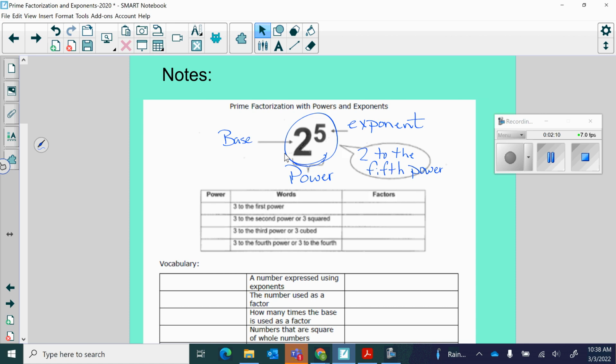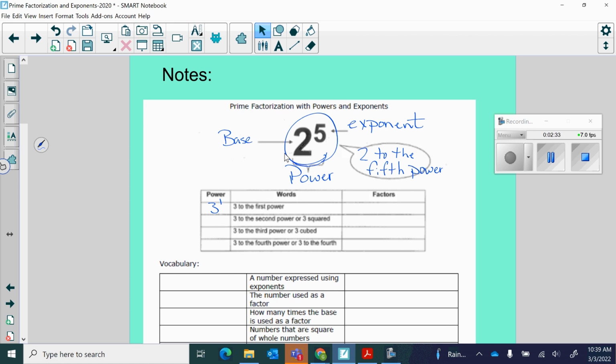So now that we've got that piece down, let's talk a little bit more about it. If I'm actually writing a power and talking about them, if I were to say 3 to the 1st power, how would I actually write that power? Emma? 3 would be your base. And 1 would be your exponent. Good. So I have a big 3 as my base and a little 1 as my exponent.